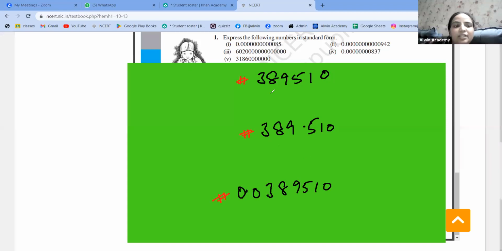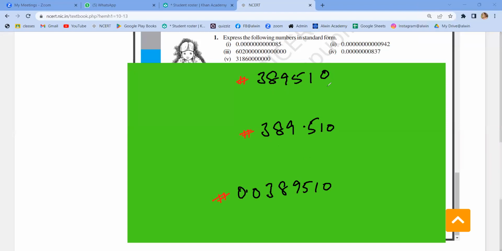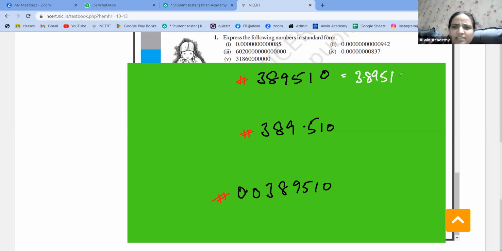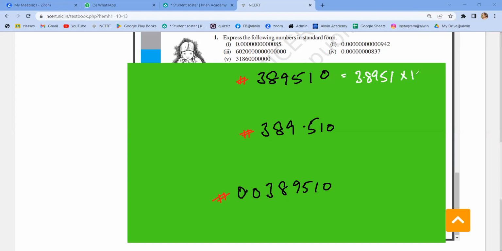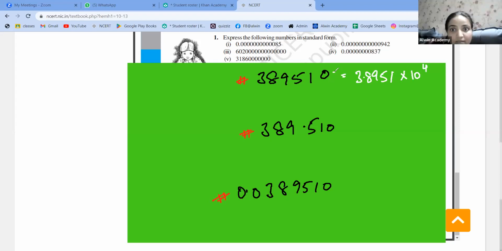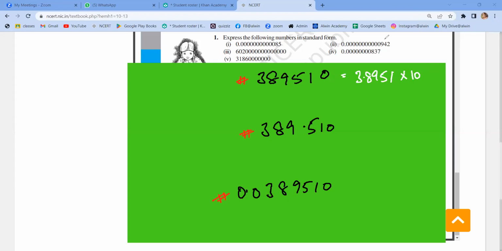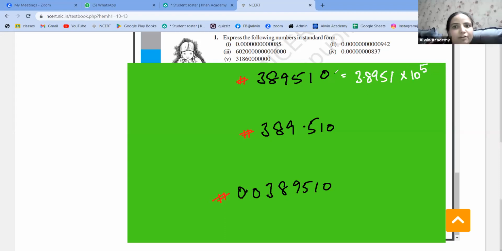Okay, one by one. Shrikant, you try first. Ma'am, 3.89510. I'll write only 510. Doesn't make a difference, beta. Into 10 power 4. Ma'am, let me check that. Ma'am, 10 power 5. 10 power 5, beta. Very good. Yes, ma'am. 10 to the power 5. You have moved the point 5 steps to the left. So positive power will be shown. Very good, Shrikant. Very nice.